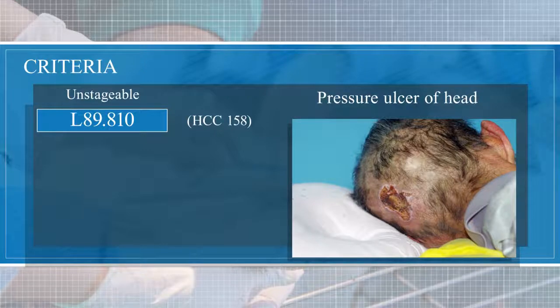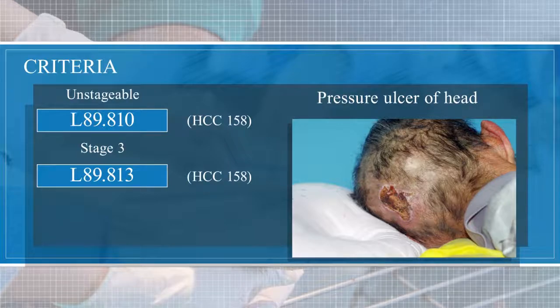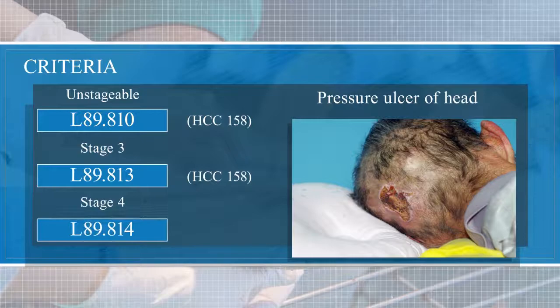Similarly, when the pressure ulcer of the head can be classified as stage 3, it is coded as L89.813, with the HCC category being 158. And for stage 4, it is L89.814, HCC 157.